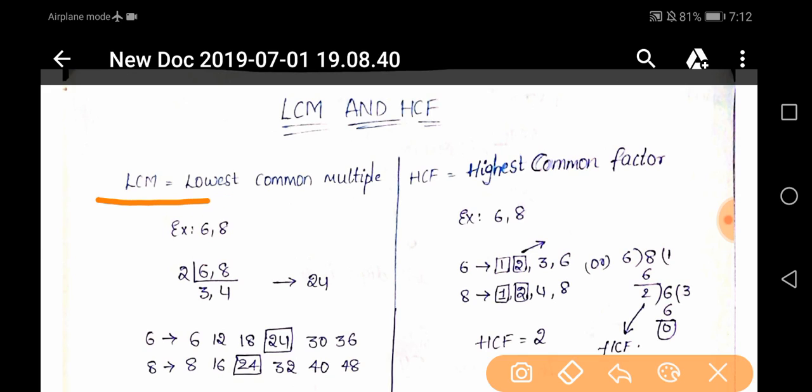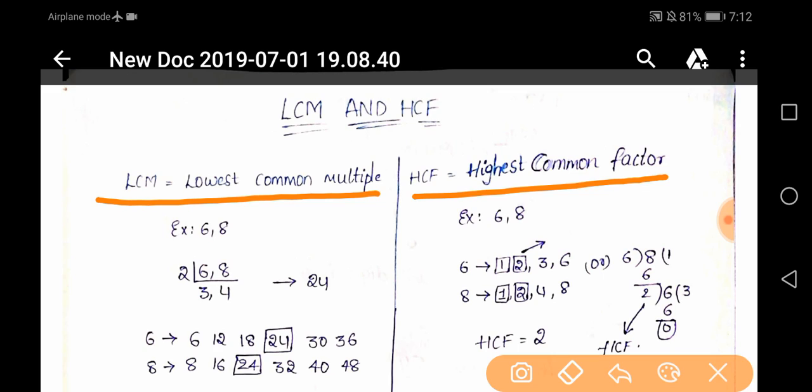So coming to the LCM and HCF. What is LCM? Lowest common multiple. And HCF is highest common factor. All of us get confused about what an LCM is, how to take an LCM, and how to take the HCF from the given numbers. So in this video I'm going to give you clear-cut information about LCM and HCF.